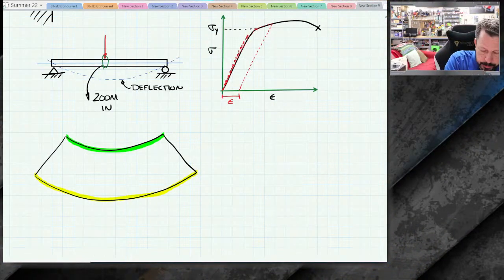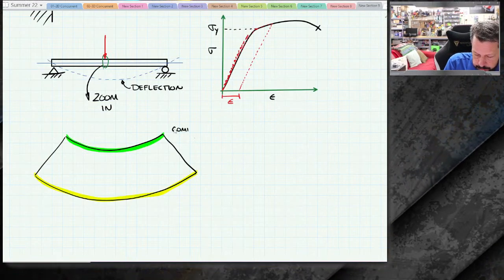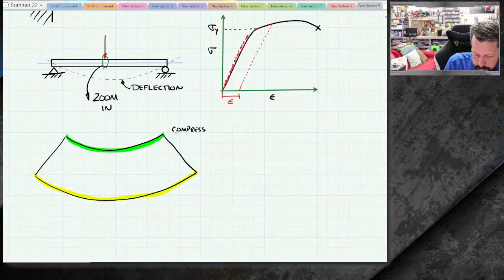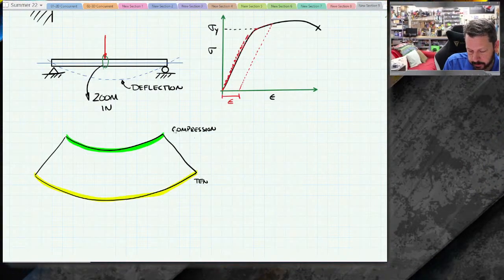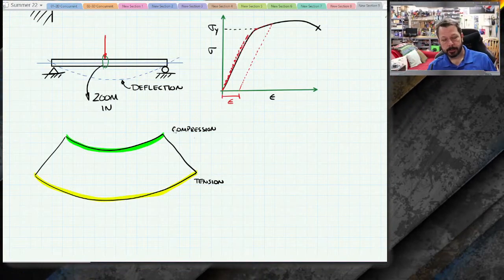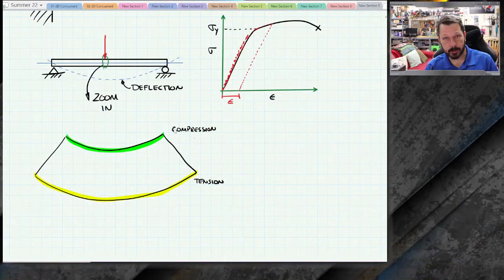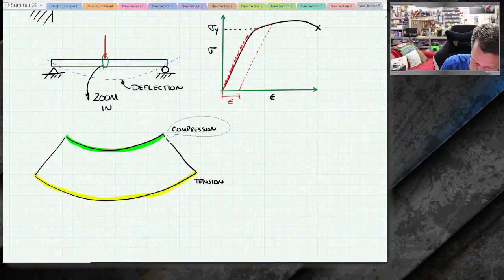So the top of this beam is in compression. And the bottom of this beam is in tension. So I have both compression and tension in the same beam on the same cross section. And so that kind of tells me a couple of things.